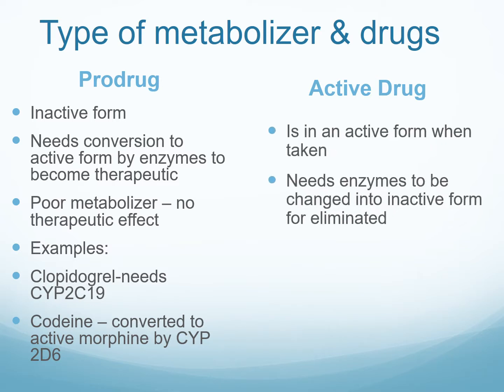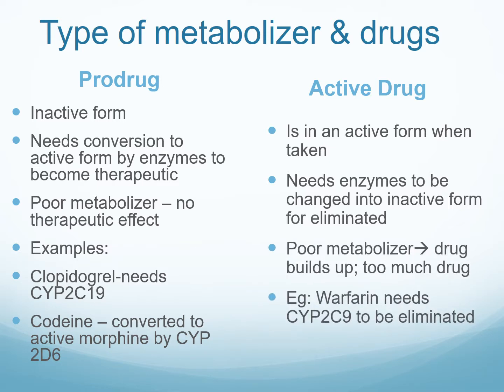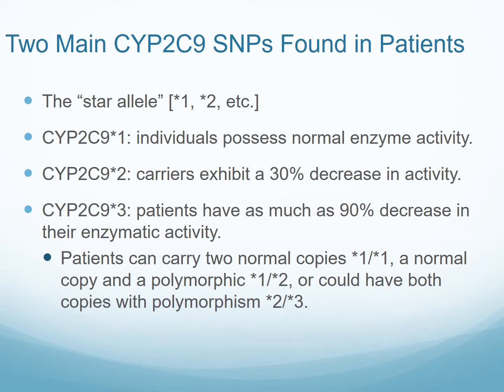An active drug is already active. It does not have to be converted into anything. What the active drug has to have is it has to be metabolized. It has to be broken down and excreted by a certain enzyme. So if you have a poor metabolizer, that drug is going to build up because they're not breaking it down. For example, warfarin needs CYP2C9 in order to be eliminated.